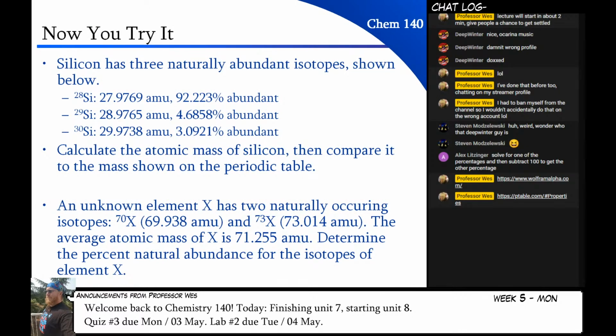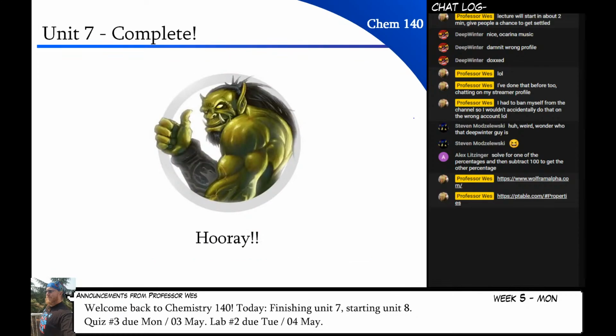All right, there you go. That is it for Unit 7, which means Dancing Orc, or Thumbs Up Orc, I don't know. There he is. Oh, I clicked the thing. There we go.